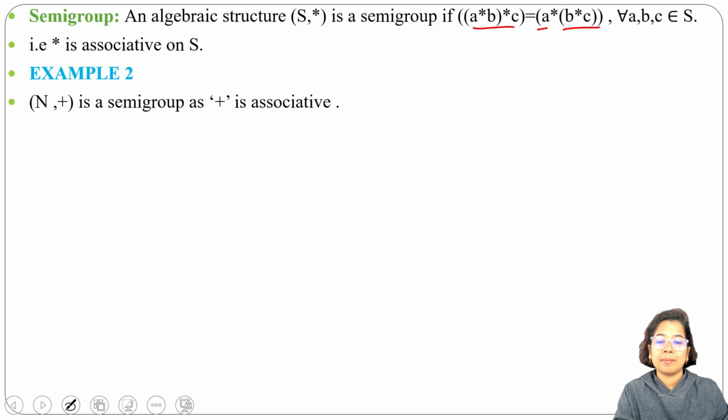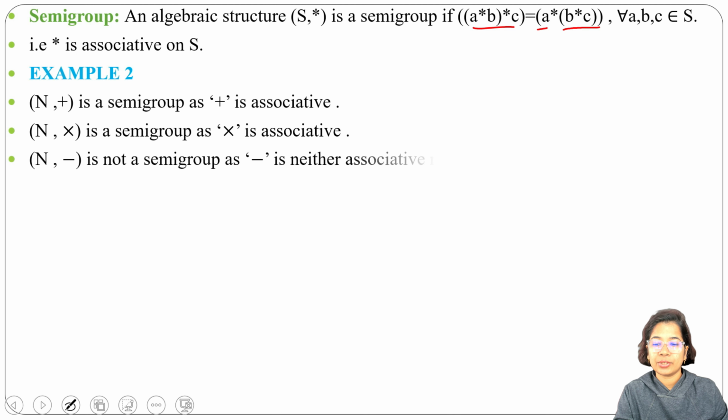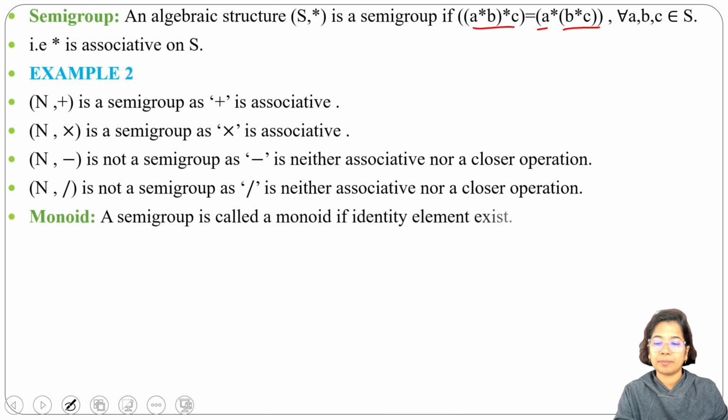N plus is a semigroup, as plus is associative. We already know plus is closure, plus is associative, hence addition is a semigroup. Then N multiplication is a semigroup, as multiplication is closure, also associative. Now N minus is not a semigroup, as minus is not closure and not associative. For semigroup, it should be an algebraic structure. So first we'll check for closure, then the associative property. N division is not a semigroup, as division is neither associative nor a closure operation.